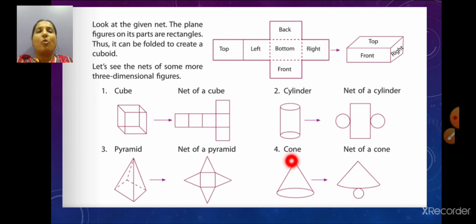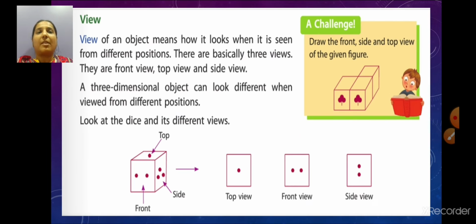Cone also, you can very easily make. You will cut a paper like this and then this is the bottom of this cone. You can see the down circle, that is the bottom. So this is the net of a cone. So these are some of the nets of some solid 3D shapes.